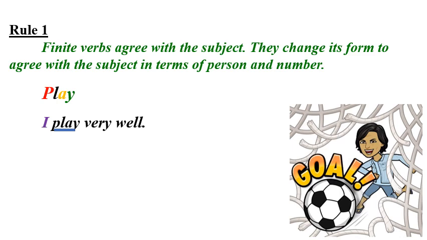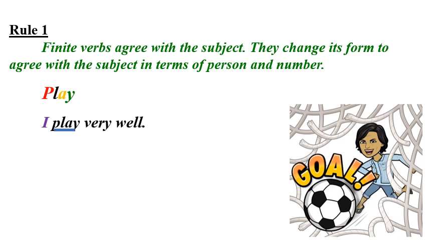Do you remember what a subject is? A subject is something or someone who does the action in a sentence. A subject may also be something or someone that is described in a sentence. Now look at this sentence, I play very well. Who is doing the action of playing? It is I. So that is the subject. Now I told you that a subject and a verb should agree. And a verb should change its form according to the subject to agree with it.